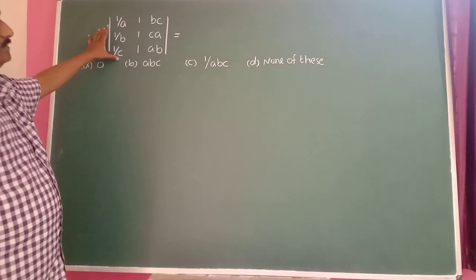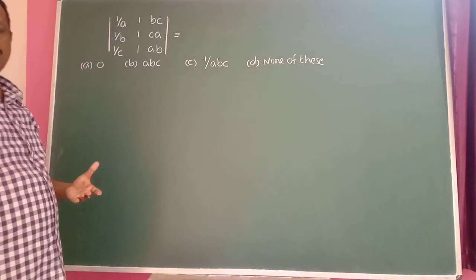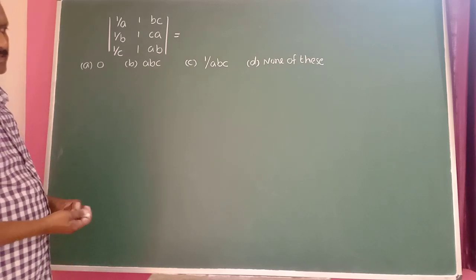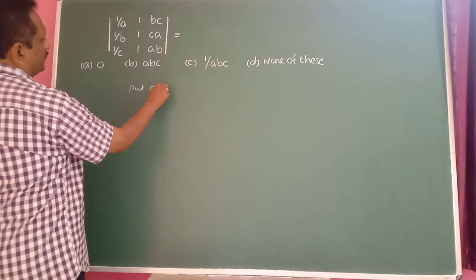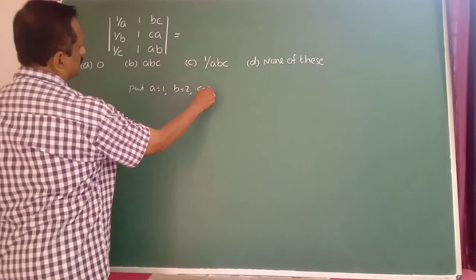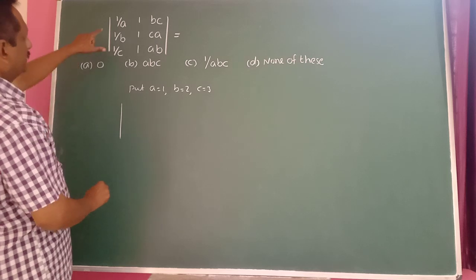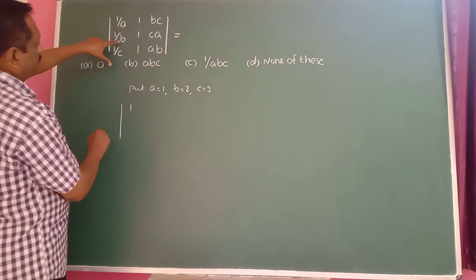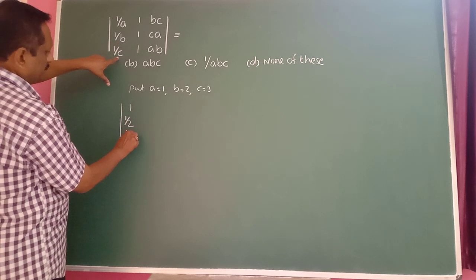So what is the value of this determinant here? 4 options are there. You can use a property of a determinant here and find the value. Otherwise you can substitute here. Put a is equal to 1, b is equal to 2, c is equal to 3 here. Substitute here in the determinant. A value 1, 1 upon 1 becomes 1 here. B value 2, 1 by 2 here. C value is 3, 1 upon 3.